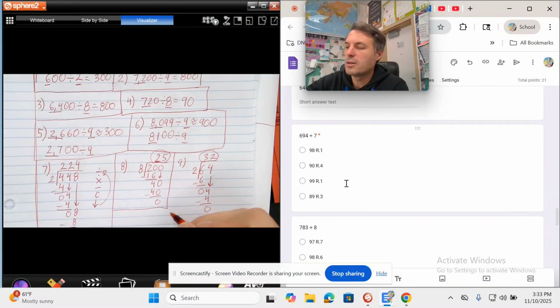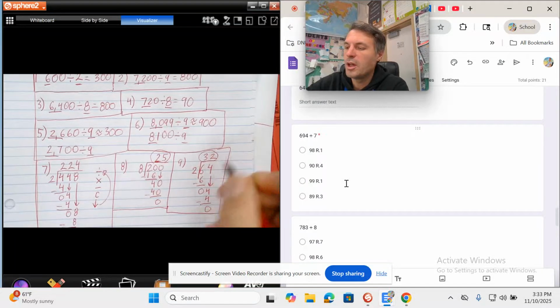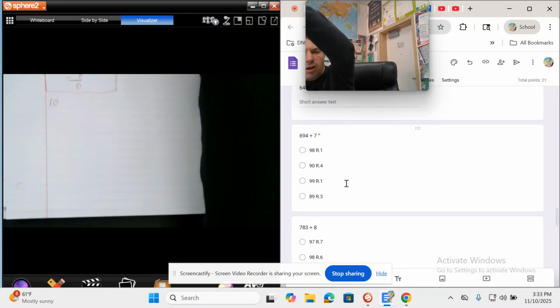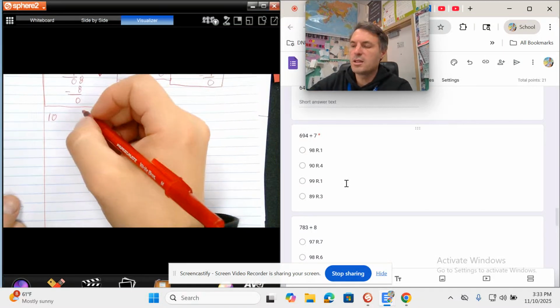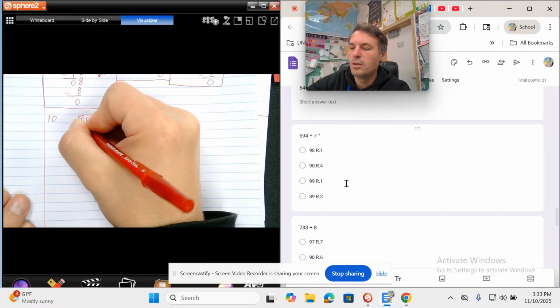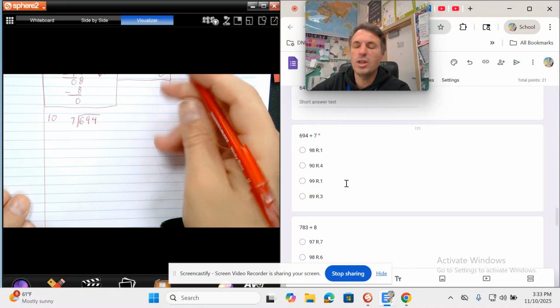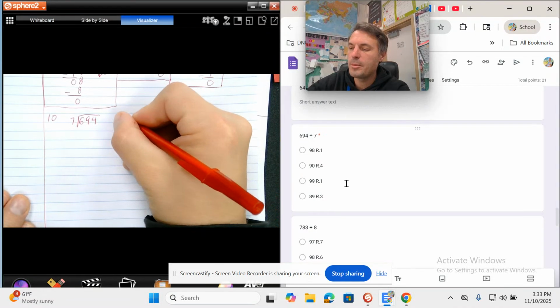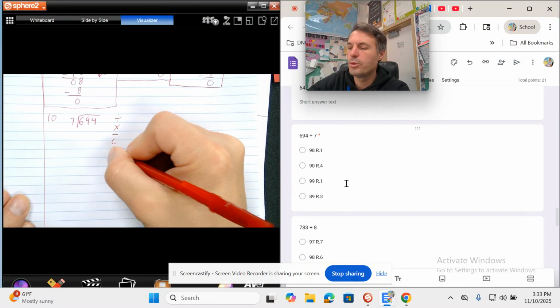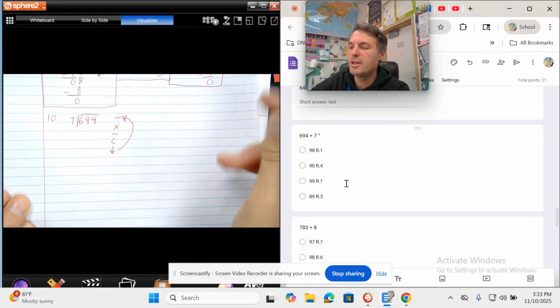The next one, let's box off that work we did for number 9. Put number 10 right here. And the next long division problem is 694 divided by 7. Okay. You follow the steps. Divide, multiply, subtract, compare, bring down, repeat.